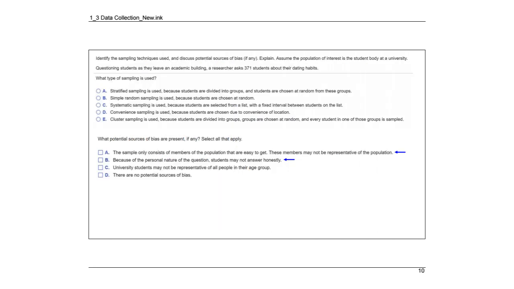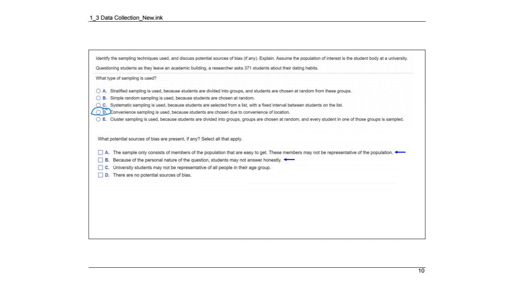Let's look at another problem. Here we are questioning students as they leave an academic building. A researcher asked 371 students about their dating habits. Okay, so what type of sampling is used? Well, because they're just standing in front of a building and just as people come out, they ask them, that is going to be a convenience sampling.